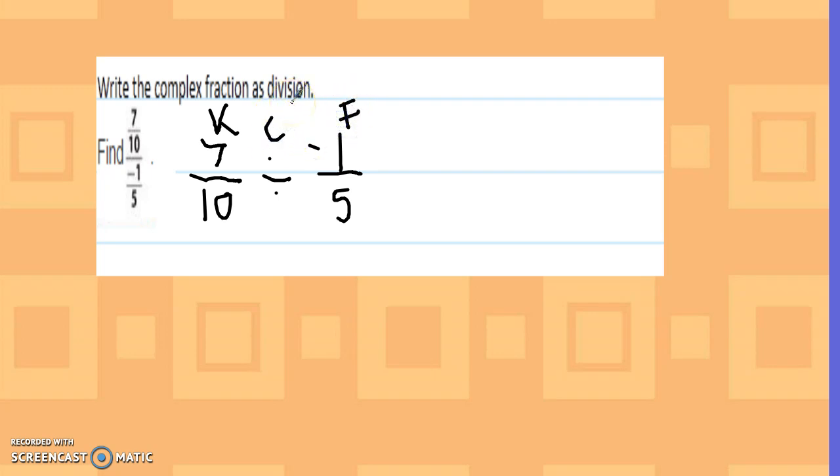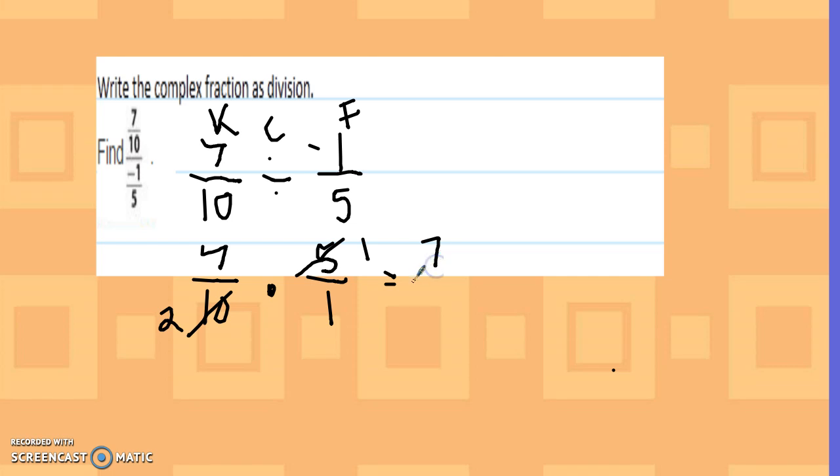We're going to keep 7/10. We're going to flip 1/5. Becomes 5/1, and we're going to change the division to multiplication. Now we look to see if we can simplify the diagonal. We can. So 5 divided by 5 is 1. 10 divided by 5 is 2. Now we do top times top, bottom times bottom.